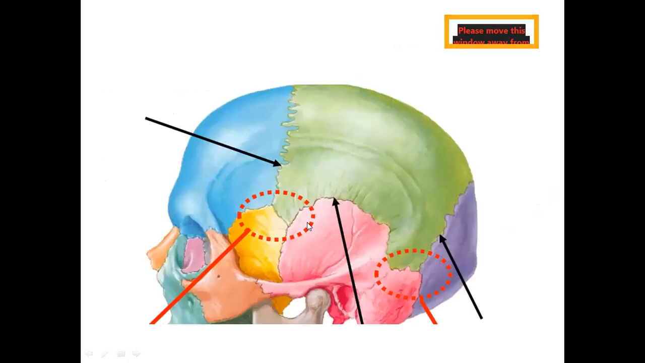So what is this point? Just now I have introduced this term called pterion. It is the meeting point of the frontal, parietal, sphenoid and temporal bones. The pterion is where we have the sphenoidal fontanelle in the skull bone of the fetus.